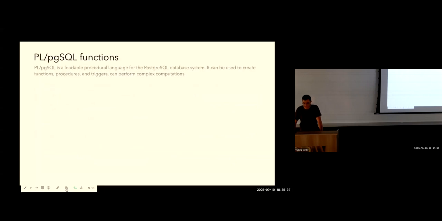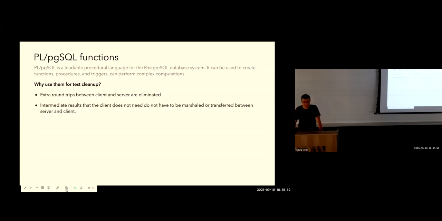We can use the PL/pgSQL functions. So what are they? They are the procedural language for PostgreSQL. It allows us to write functions and procedures. They can perform complex computations. They can be used for triggers. So why use them? Because we don't want the extra round trips. Even though it's on the same machine, we are looking for performance and we don't need that.